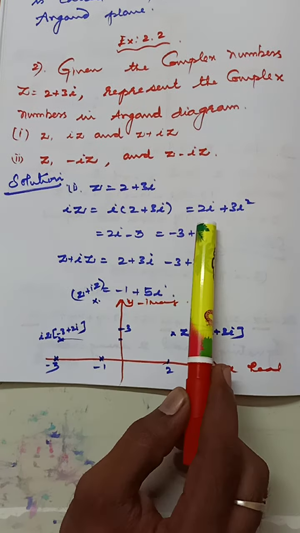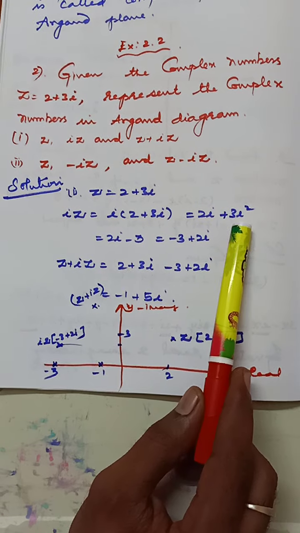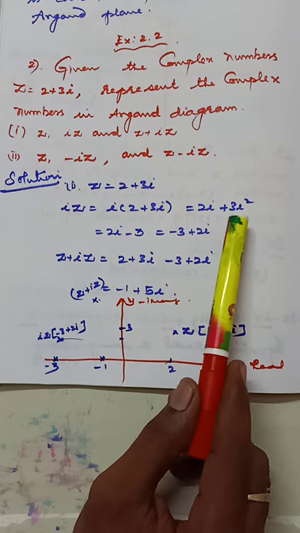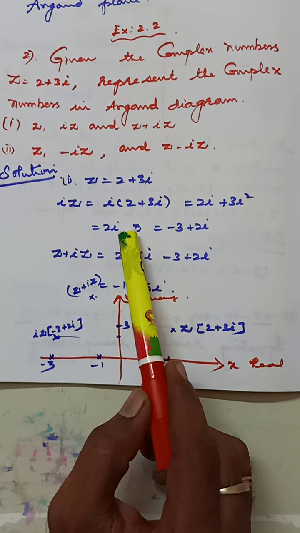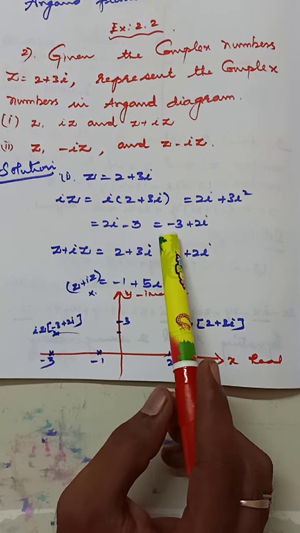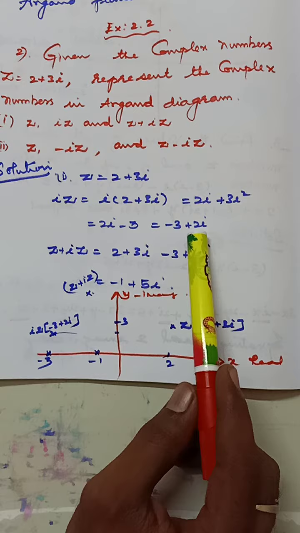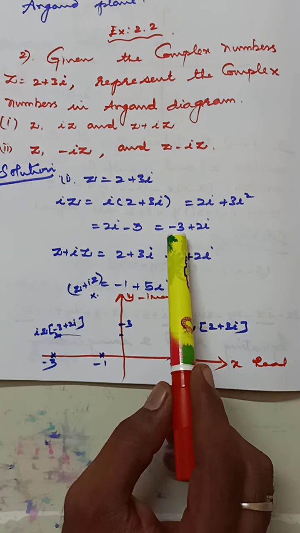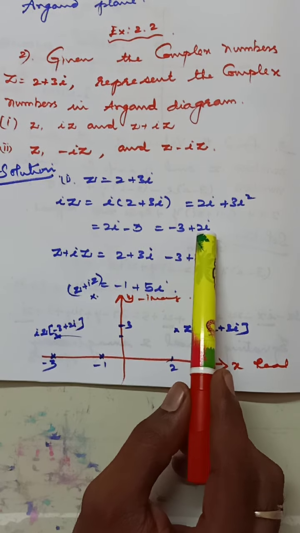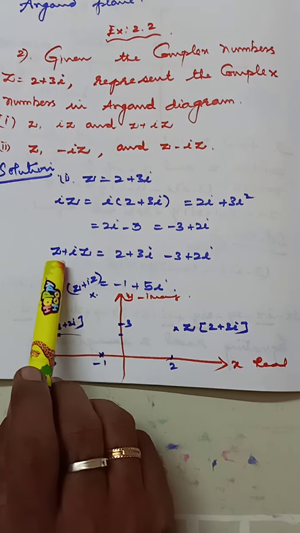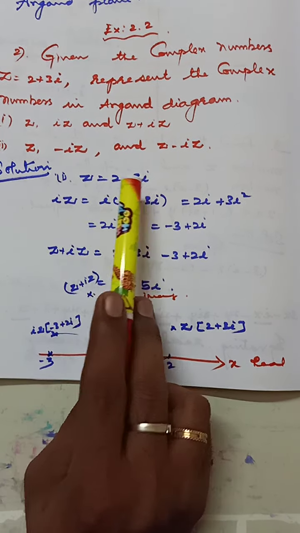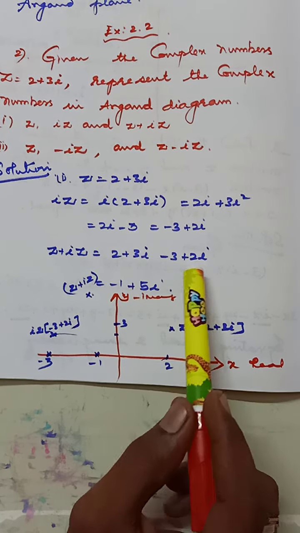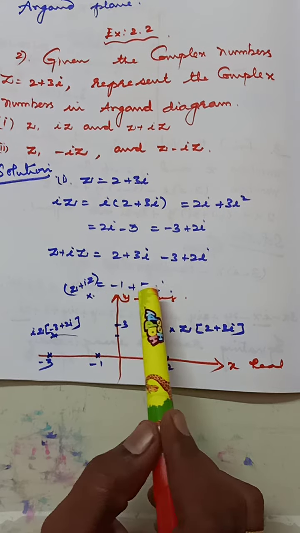is equal to 2i plus 3i square. Your i square value is minus 1, so it becomes 2i minus 3, that is in standard form minus 3 plus 2i. So this is not in your standard form. Your standard form always has the real part first and the imaginary part second. And your z plus iz: z value 2 plus 3i, iz value minus 3 plus 2i. I am adding these two. Your answer will be minus 1 plus 5i.